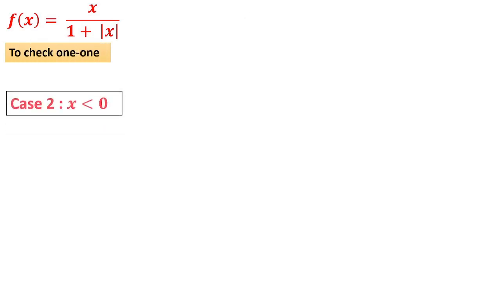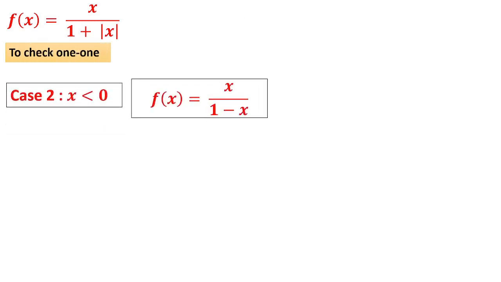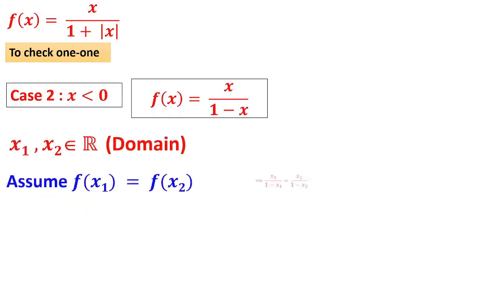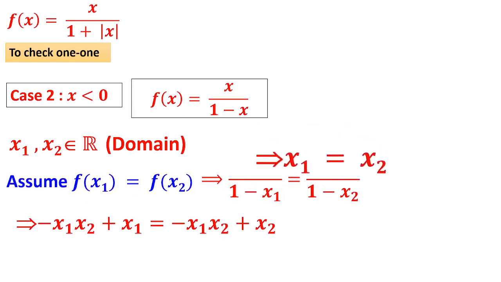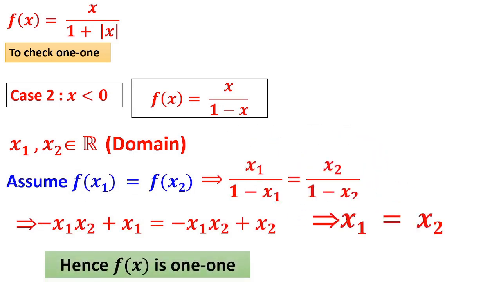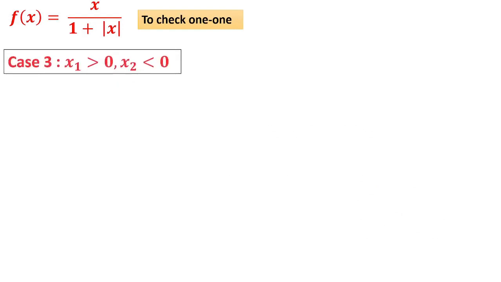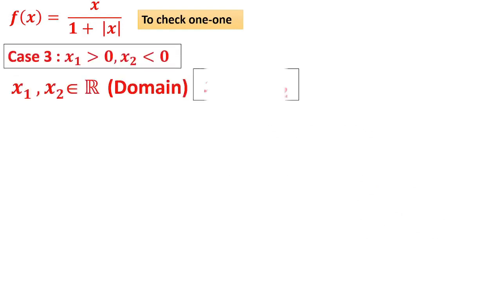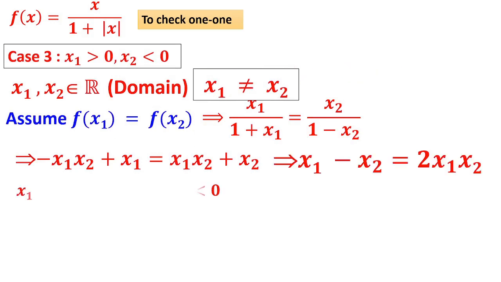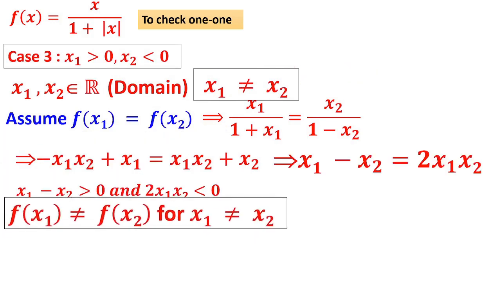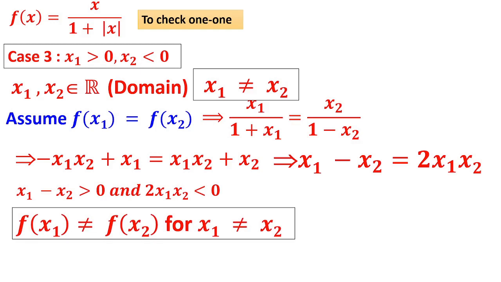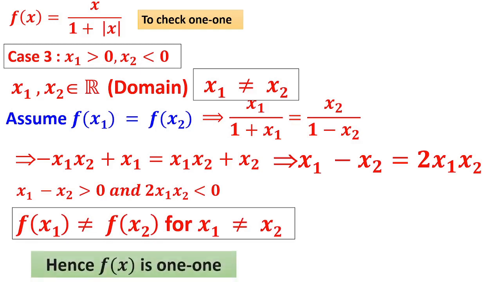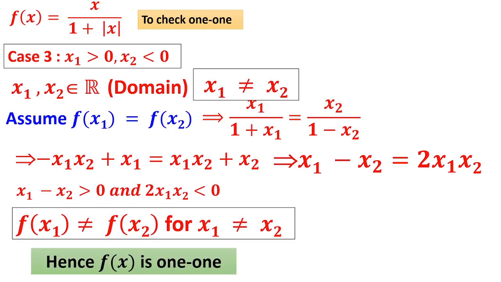Let us go to case 2. x is less than 0. f of x is x upon 1 minus x because mod x is minus x. Once again, I am making use of f of x1 is equal to f of x2. And once again, I am getting x1 is equal to x2. Third case, you take x1 greater than 0 and x2 less than 0. Both are not equal. But this condition is not possible because f of x1 is not equal to f of x2 for x1 not equal to x2. Once again, it is one-one. For all the three cases, we have proved that the function is one-one.